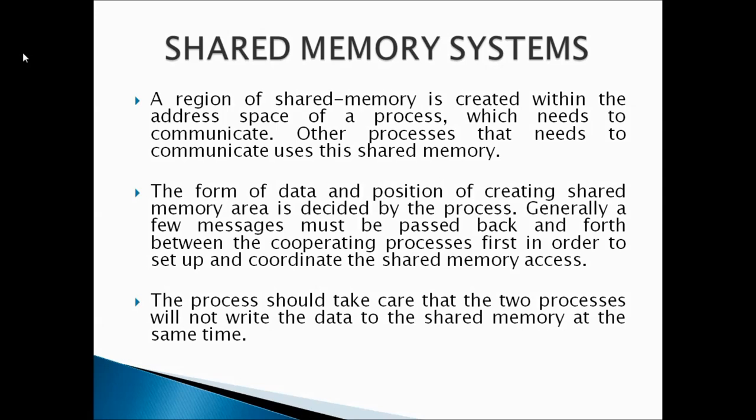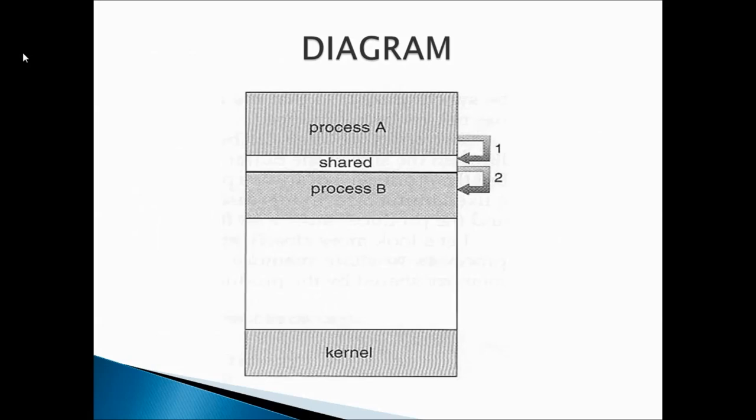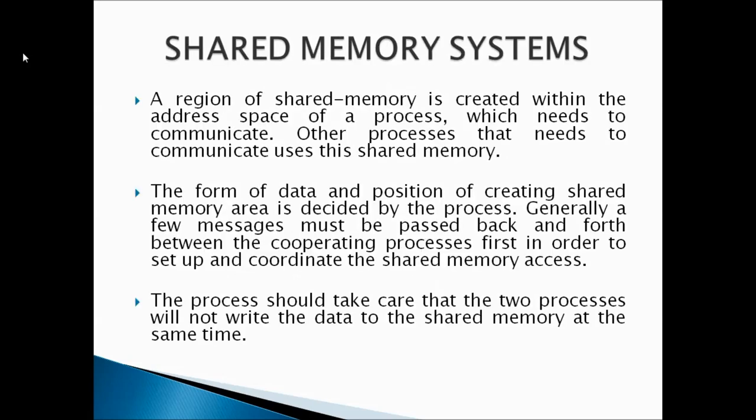Next thing. One more thing the process should take care of: it should ensure that the two processes will not write data to the shared memory at the same time. That means either process A should write or process B should write at a time. They can't do it at the same time. Both process A and process B should not share the memory at the same time. It is not possible. Either process A should share it or process B should share it. Both cannot share the same memory at the same time. That is very important.